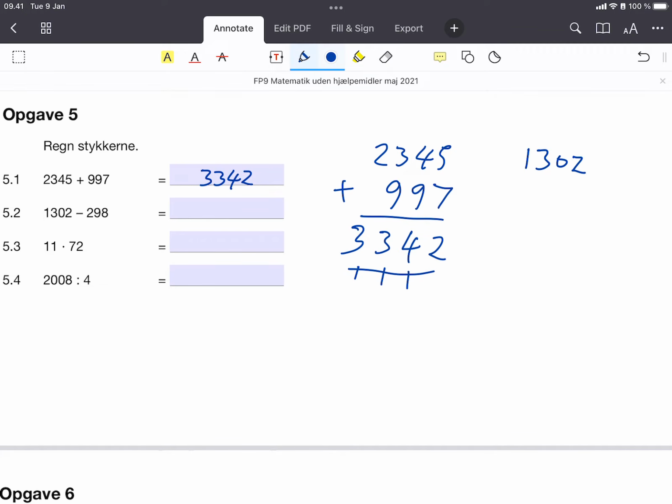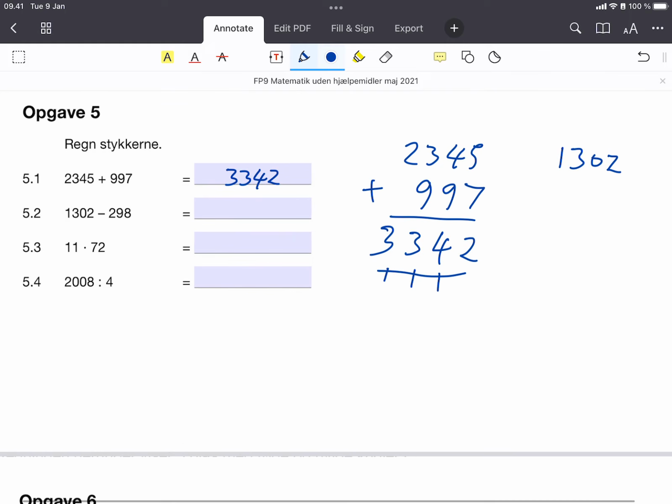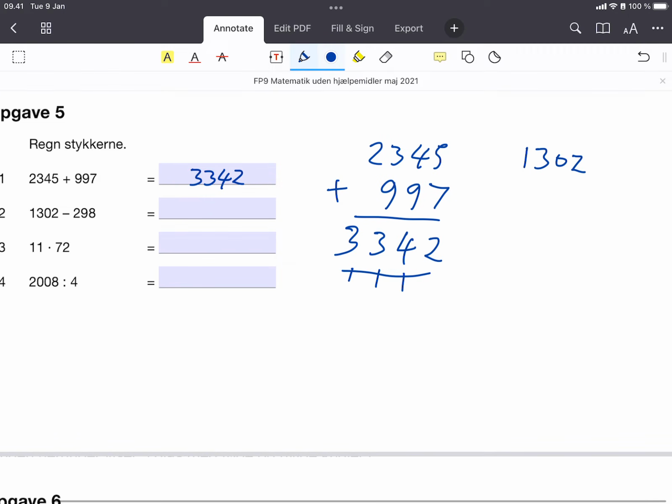Half the battle with these is just spotting whether it's a plus, minus, divide or multiply. It's amazing how many people manage to get that wrong. 1302 minus 298. So you could do something clever with taking off 300 instead of 298, then adding on the 2. But I'm going to do this the long way.